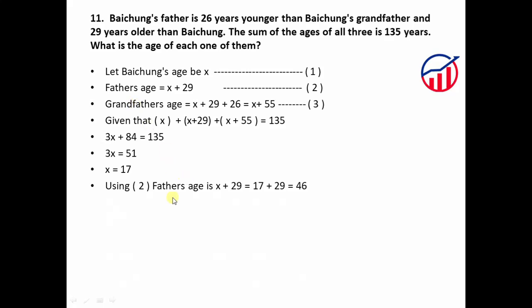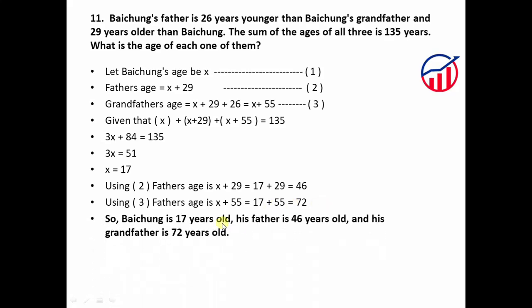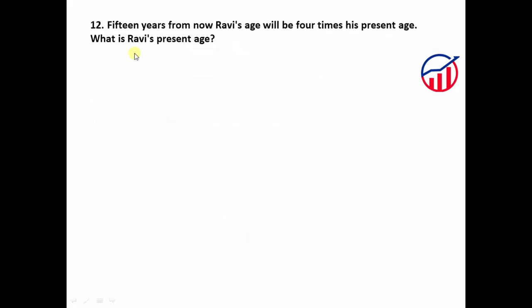So what's his father's age? Using 2 over here, father's age is x plus 29. So 17 plus 29 is 46. Using 3, the grandfather's age is x plus 55. x is 17, so 17 plus 55 is 72. So you can see that Baichung's age is 17 years old, his father is 46 years old, and his grandfather is 72 years old.